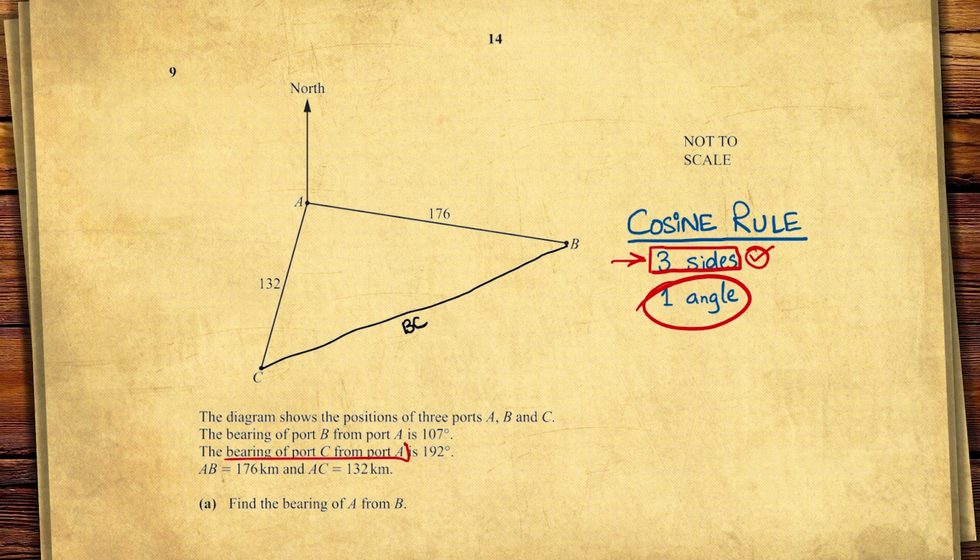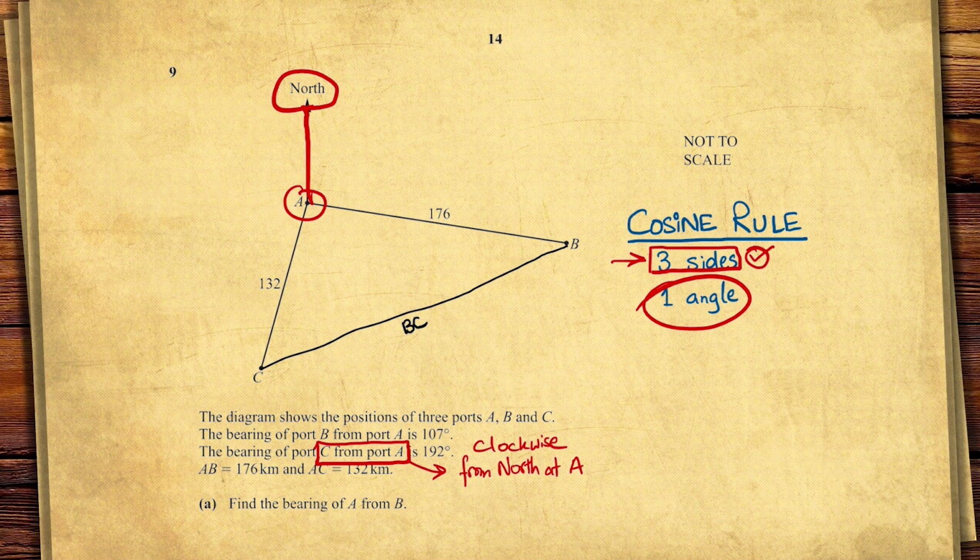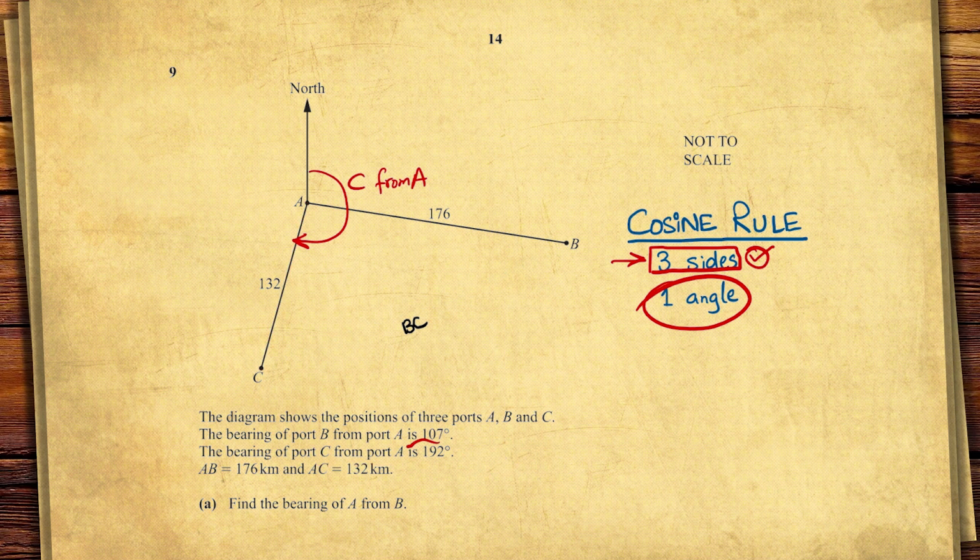The bearing of port C from port A is 192 degrees. Now C from A. We are given the bearing of C from A. From A means from north at A. And because bearing is clockwise, it means clockwise from north at A. Now this is A and this is the north at A. Clockwise from the north at A up to the line joining A with C. This is the bearing of C from A. And this is 192 degrees. Now we are also given the bearing of B from A, that is 107 degrees. So this is the bearing of B from A, and that is 107 degrees.